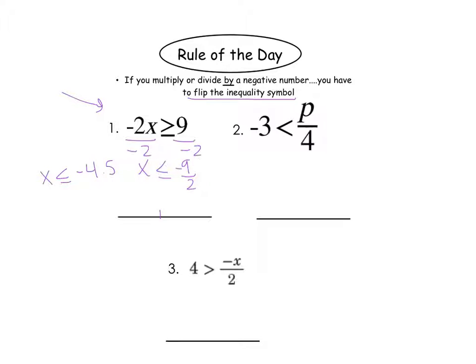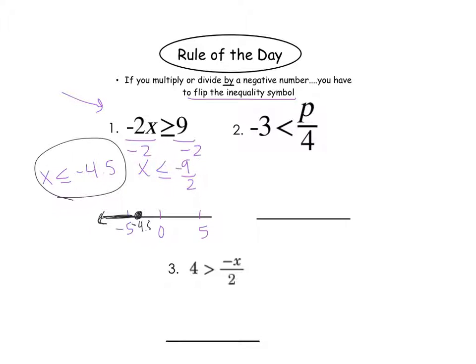So on my graph, I'll write 0, -5, +5. Fill in here with -4.5. And then I need a closed circle because it's or equal to, shading to the left because it's less than or equal to.